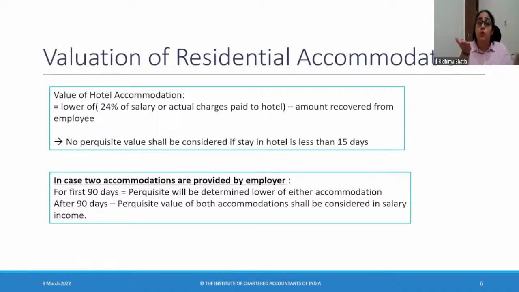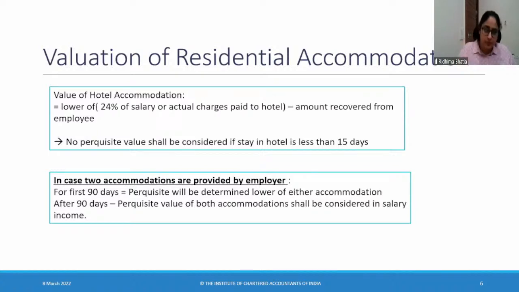Now there are two perquisites, right? Two facilities provided to you: Delhi accommodation, Mumbai accommodation. Will both be taxed? The answer is no. For the first 90 days, only one of them would be taxed, and obviously whichever the value of which is lower. After 90 days, both of them would be taxed as perquisite. Both of them would be considered as perquisite and added in your salary.